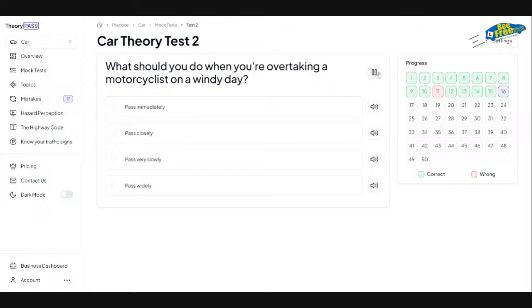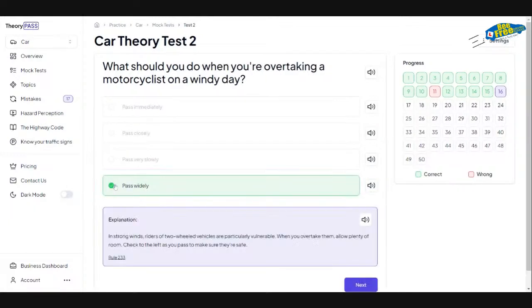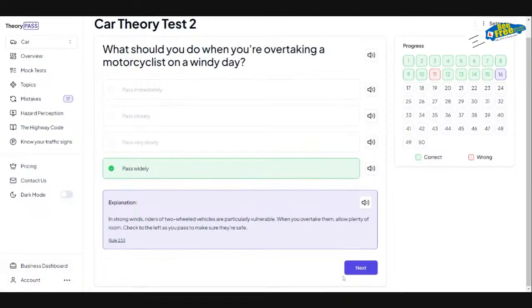What should you do when you're overtaking a motorcyclist on a windy day? Pass immediately. Pass closely. Pass very slowly. Pass widely. Okay, you're going to want to pass them widely. You want to give them a lot of space in case they're blown off course. Next.